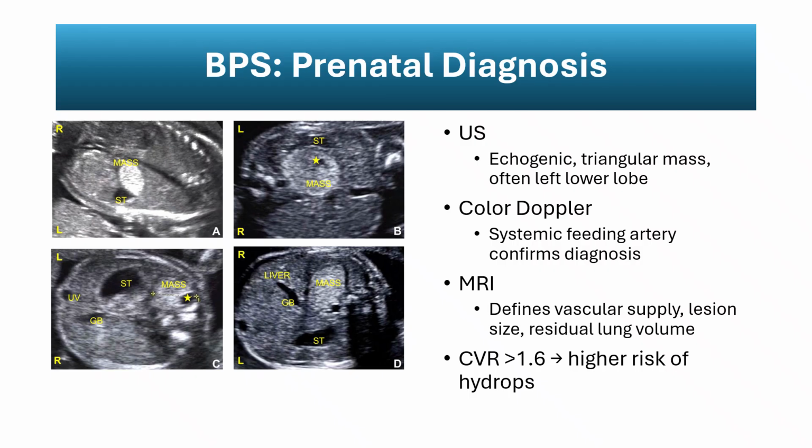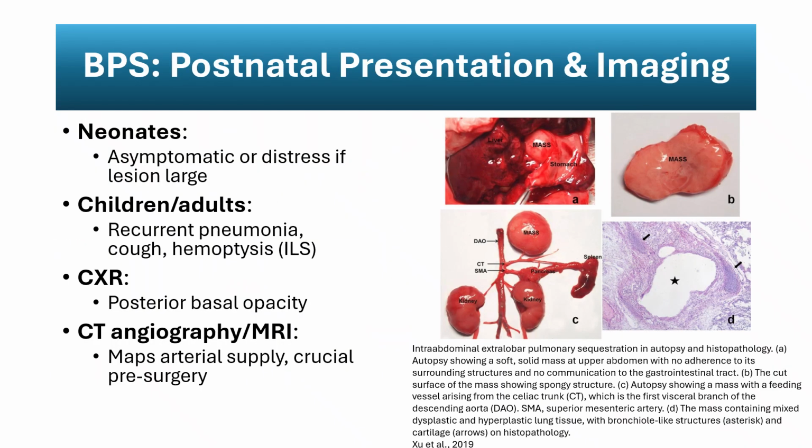The CPAM volume ratio may also be calculated to assess risk of hydrops in large lesions. Early prenatal recognition allows multidisciplinary planning, ensures delivery at a tertiary center with surgical and critical care capabilities, and informs counseling regarding potential respiratory compromise and timing of postnatal resection.